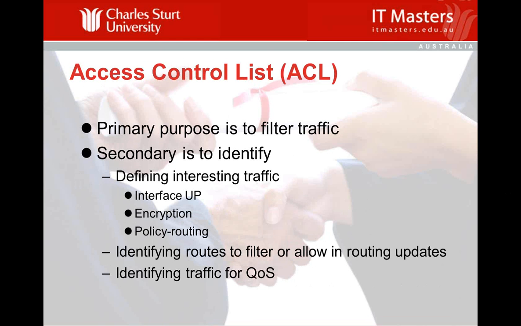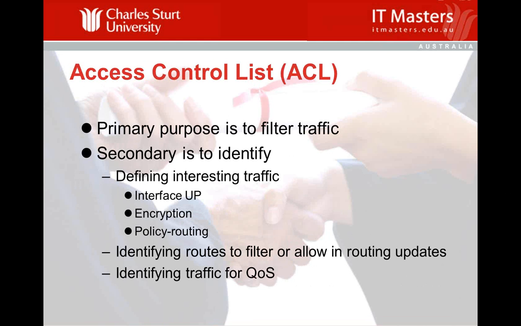And for policy routing as well. Some traffic we want to send out this interface, and everything else we want to send out through our internet link, as an example. So that's basically your identification. To bring an interface up, encryption, and policy routing, they're the three main ones that you would use.